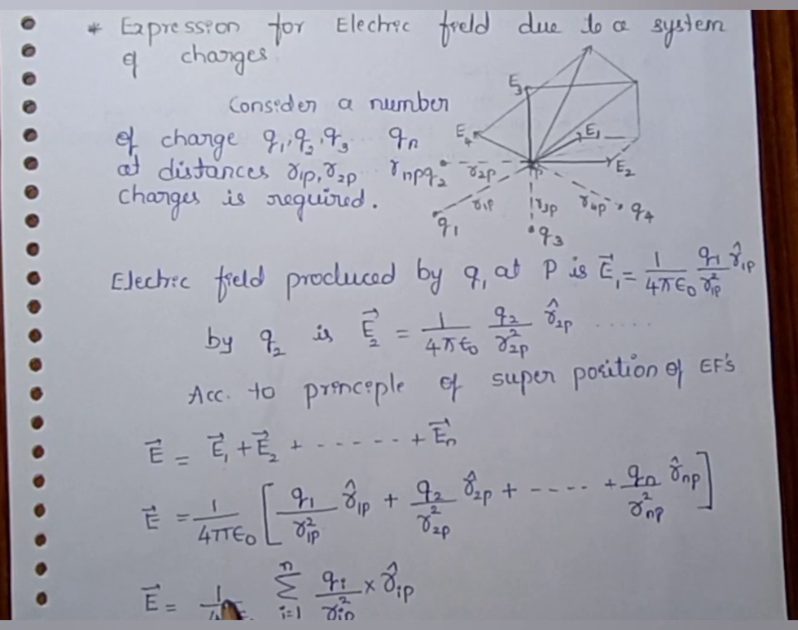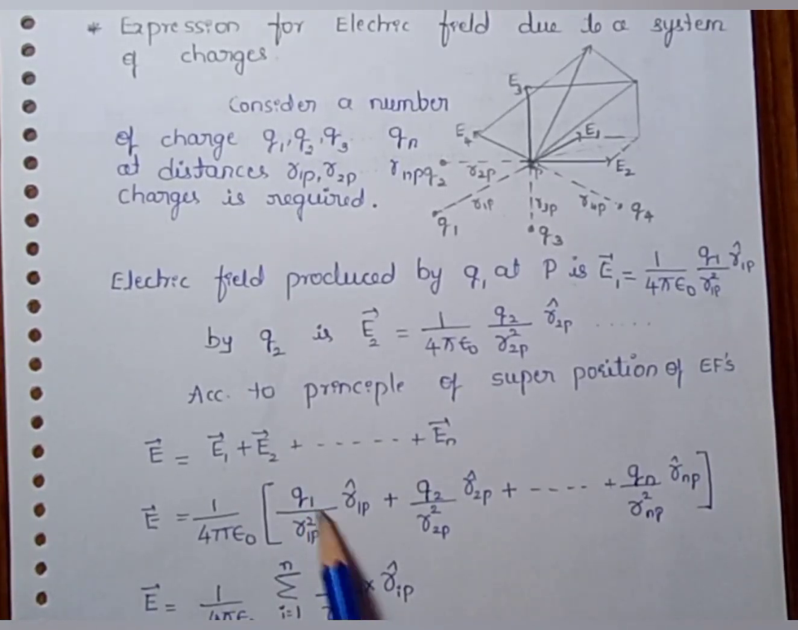And finally, expression for electric field due to system of charges can be written as E is equals to 1 by 4 pi epsilon naught summation of i, which changes from 1 to n, Qi. Qi means here the value of i changes from 1 up to n. So i is equals to 1 up to n, Qi divided by RiP whole square into RiP cap, and this one is the expression for electric field.